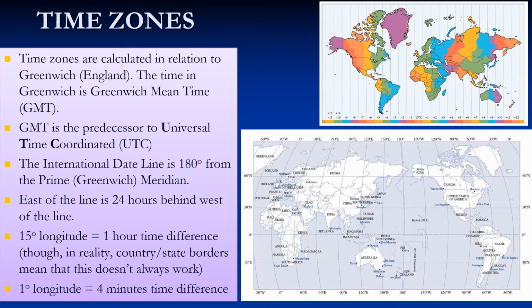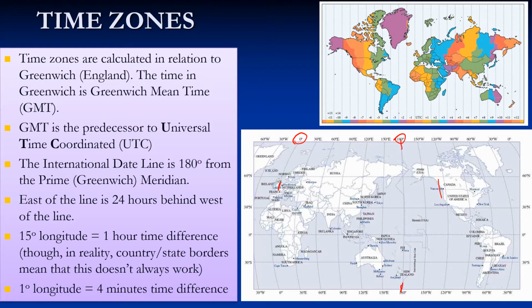Now, time zones are calculated in relation to that of Greenwich in London. So here's London here, and remember that's our prime meridian, or our Greenwich meridian, and GMT is the predecessor to the Universal Time Coordinated, which is what we use now. Now the International Dateline, which is here, it's 180 degrees east or west of the prime meridian.